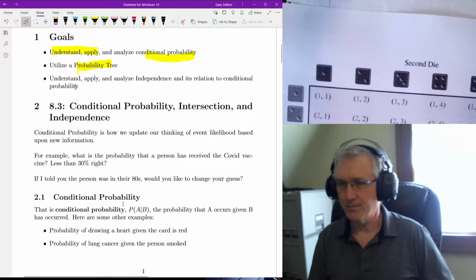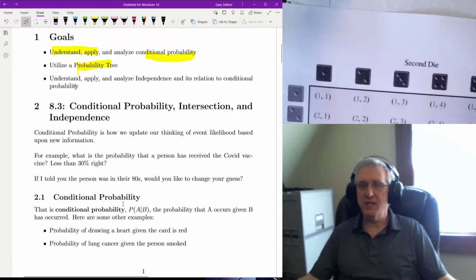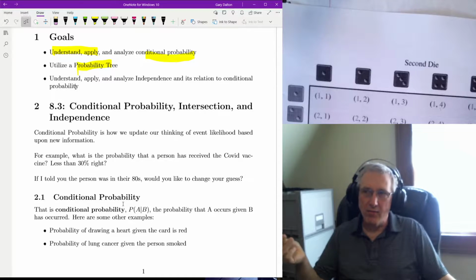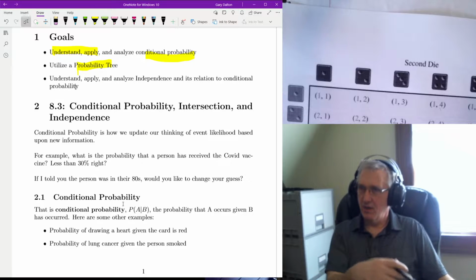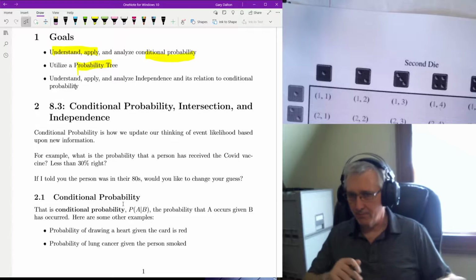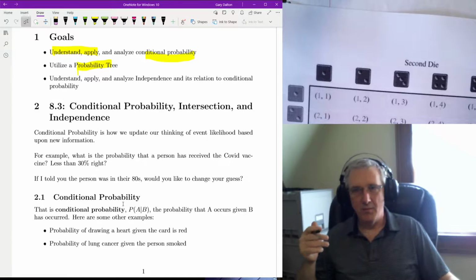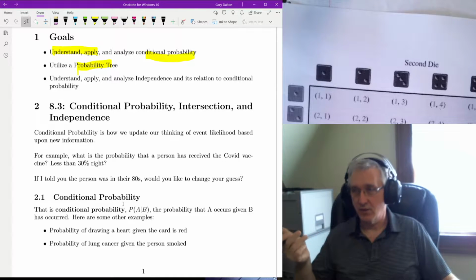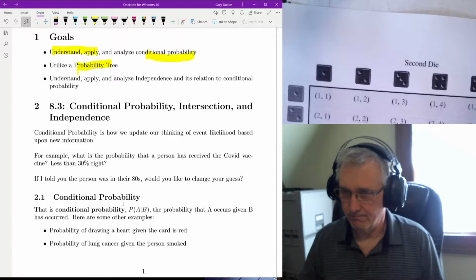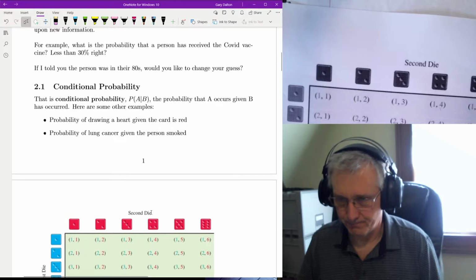Here are some other examples. What's the probability of drawing a heart given that the card is red? Well, it's 50%, so it's one half, if it's either a heart or a diamond. On the other hand, the probability of drawing a heart in general is 1/4. The probability of lung cancer given that the person smoked? It depends. Much higher then.